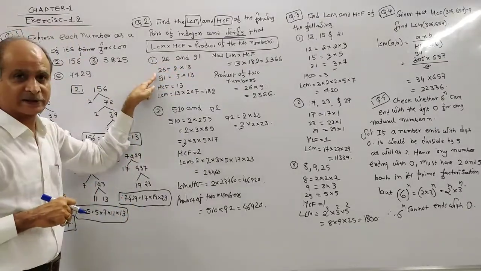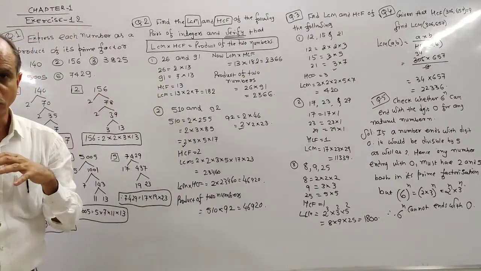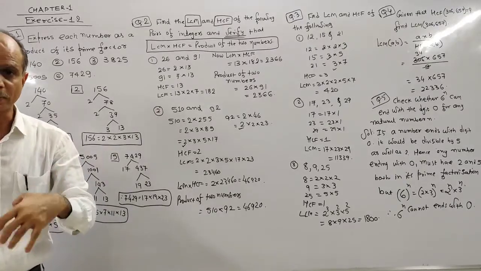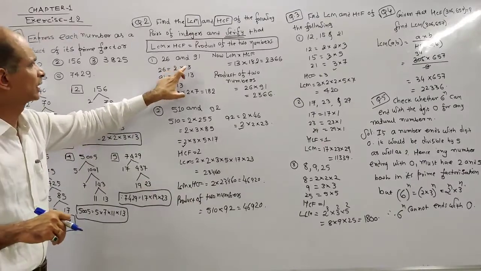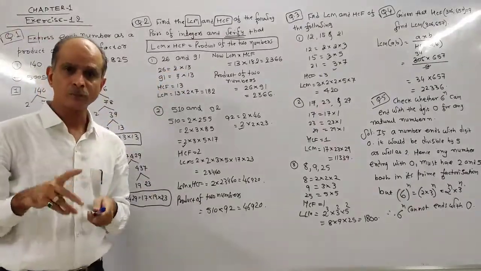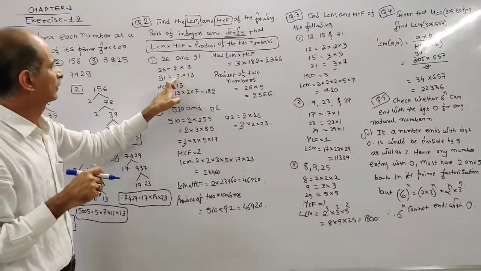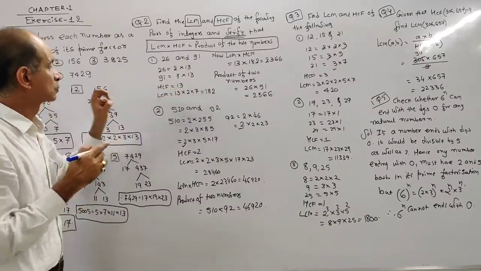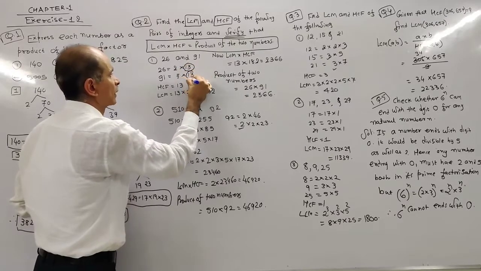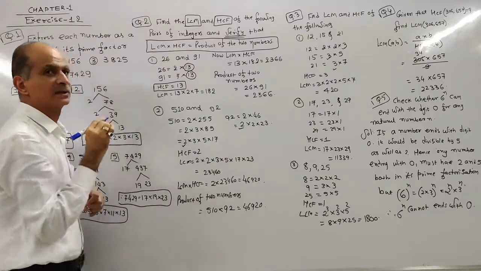So first of all, factorize 26. The last digit is 6, so it is divisible by 2. So 2 13s are 26. Here 91. You already know the table: 13 7s are 91. So 7 into 13. So HCF is the common factor from these two. Here 13 is common, and that's why HCF is 13.